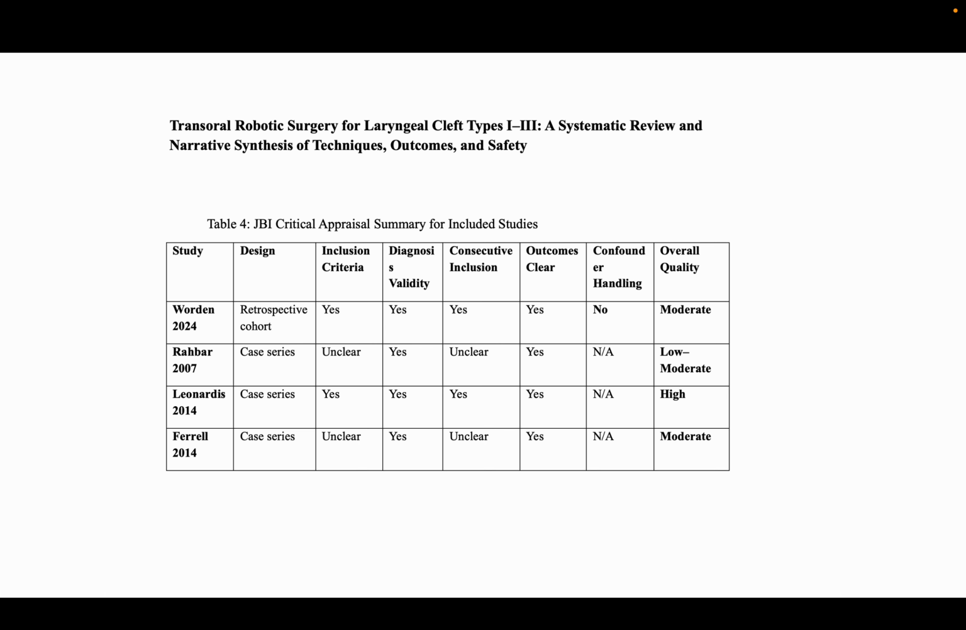We judged based on the following domains: whether there was presence of inclusion criteria or not, diagnostic validity, whether they used valid diagnostic methods or not, consecutive inclusion or not, outcomes, whether the outcomes were clear or not, and confounder handling or not. Based on that, we judged yes, no, unclear, and overall quality was assessed as low, moderate, and high.